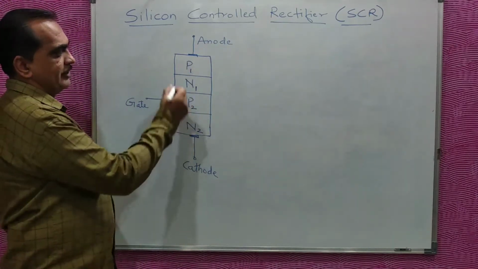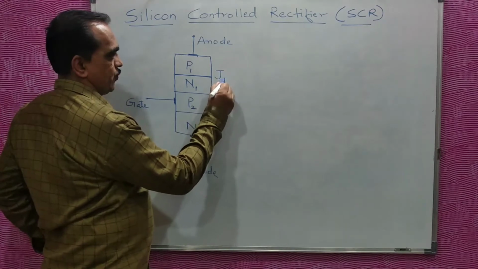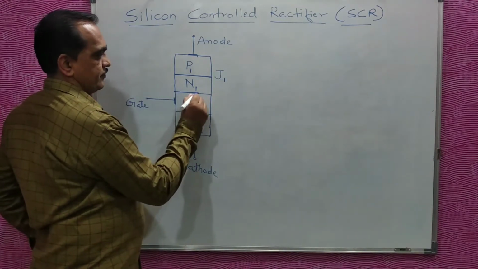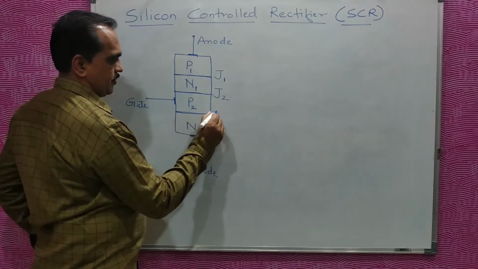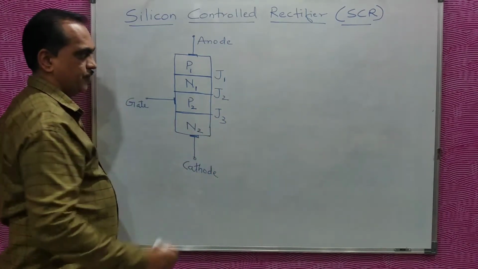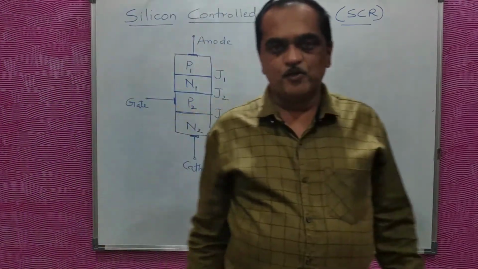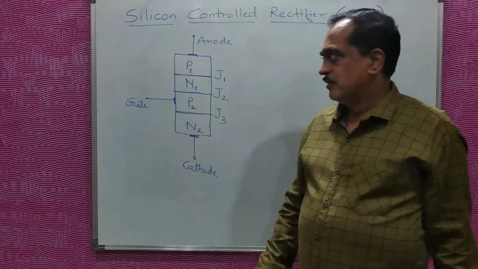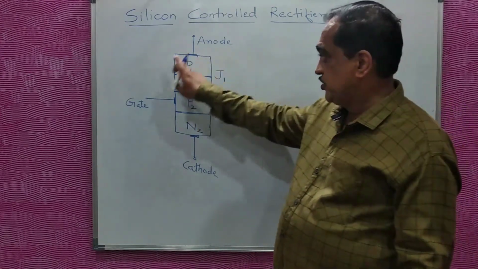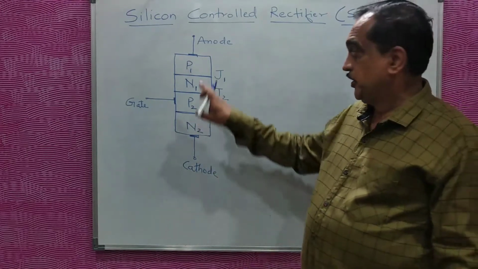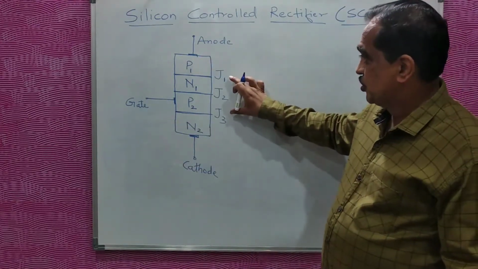Now if I have 4 layers, then this will be the first PN junction, junction 1. This will be the second PN junction, junction 2. This will be the third PN junction, junction 3. So if you want to define SCR, you can define it as a 4-layer, 3-terminal device. The 3 terminals are anode, cathode and gate, and it has 3 junctions.